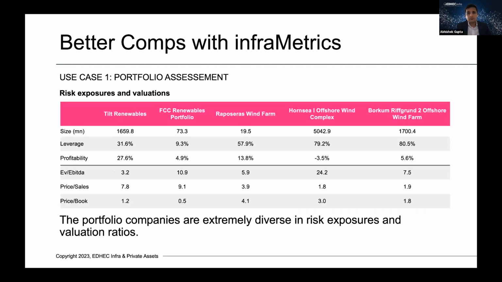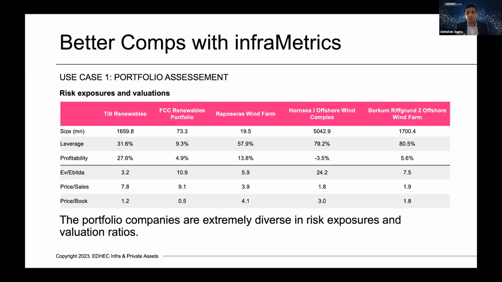We can also understand their financials. And here I'm showing you size, leverage, profitability of these investments, and then some valuation ratios. You can see that they cover a very wide range. If you look at size, it goes from 19 million to 5 billion. Similarly, leverage, profitability, they have a very wide range of these risk factors. And consequently, the valuation ratios for these 5 wind farms are very wide. So overall, individual assets are quite different. That's sufficient to say at this point.